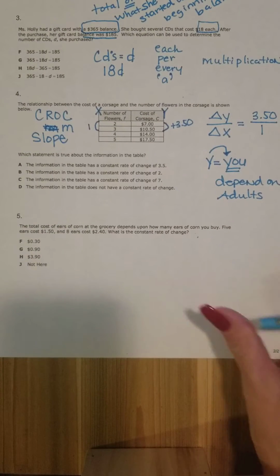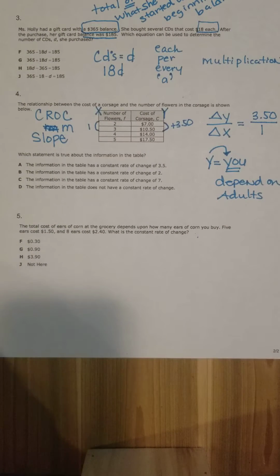Number 5, last question. The total cost of ears of corn at the grocery store depends on how many ears of corn you buy. 5 ears cost $1.50 and 8 ears cost $2.40. What is the constant rate of change?